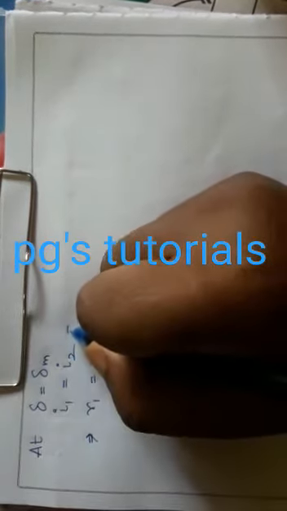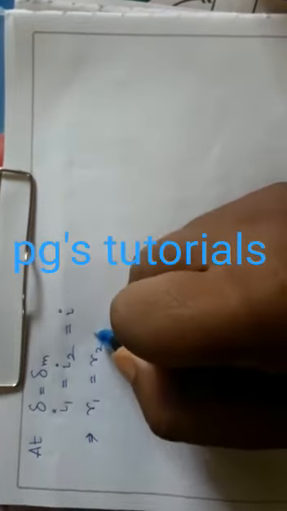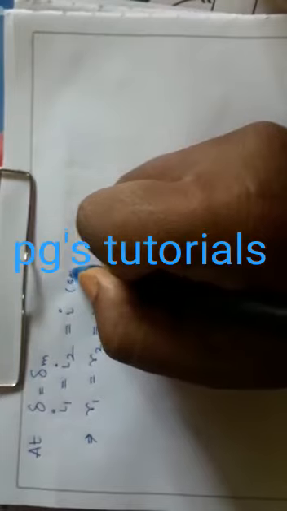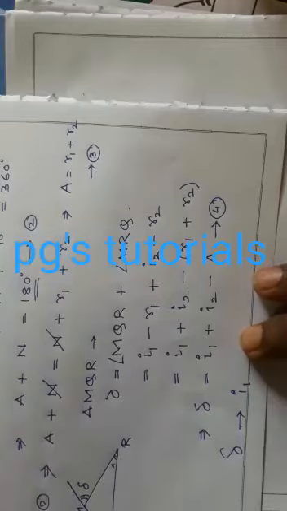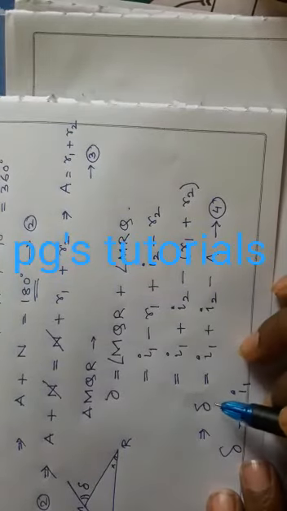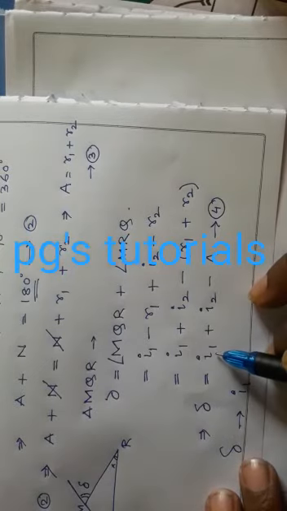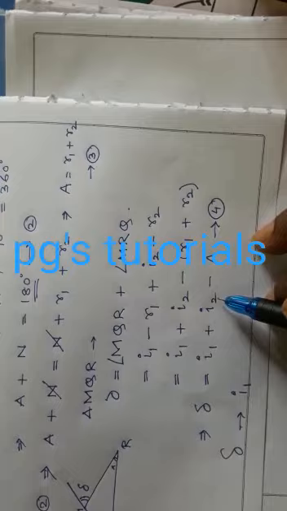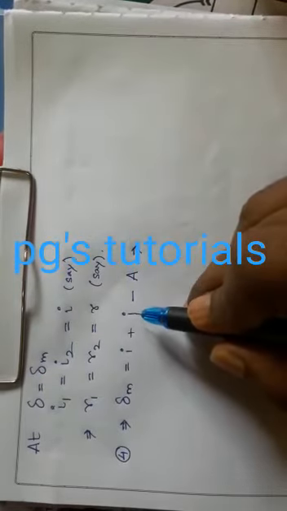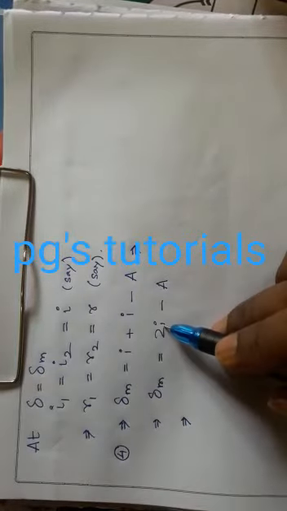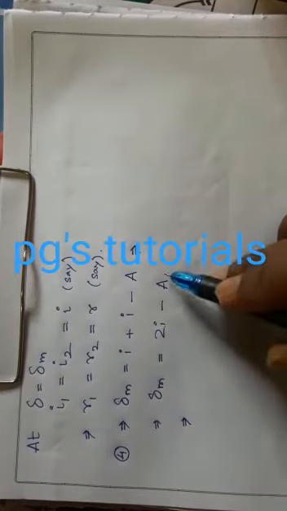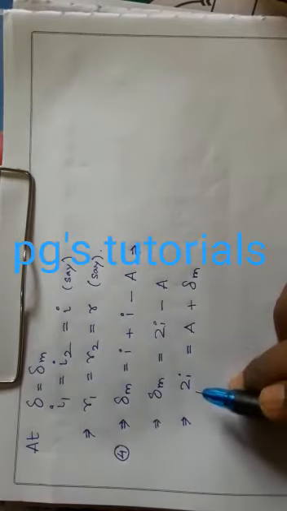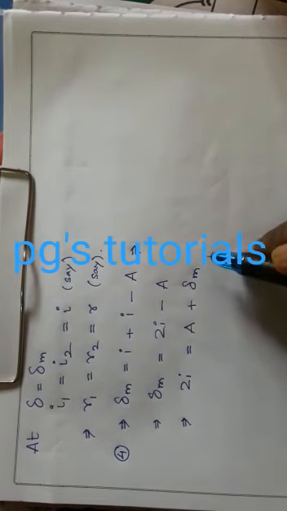Let I1 equals I2 equals I, and R1 equals R2 equals R. In equation 4, we will substitute delta M in place of delta, and I in place of I1 and I2. So I plus I will be twice I. Now twice I will be A plus delta M. Minus A comes to this side, becomes plus. Now twice I is this. So what is I? I equals A plus delta M by 2.